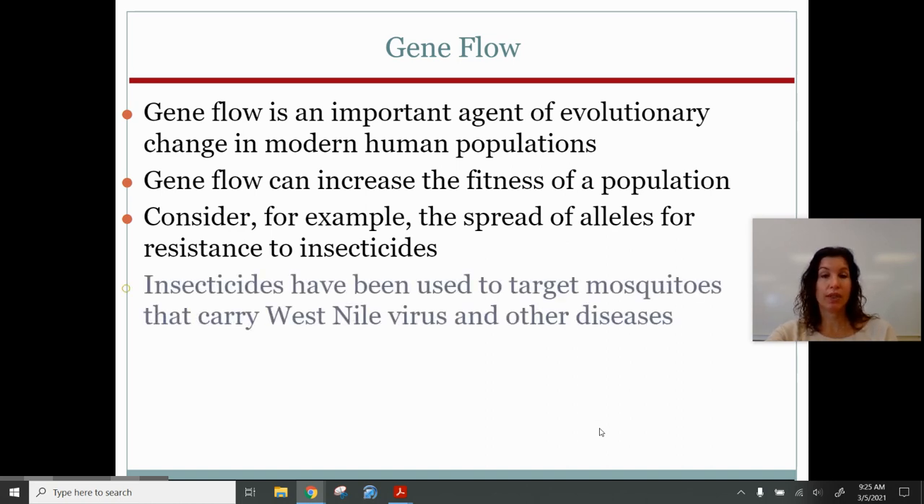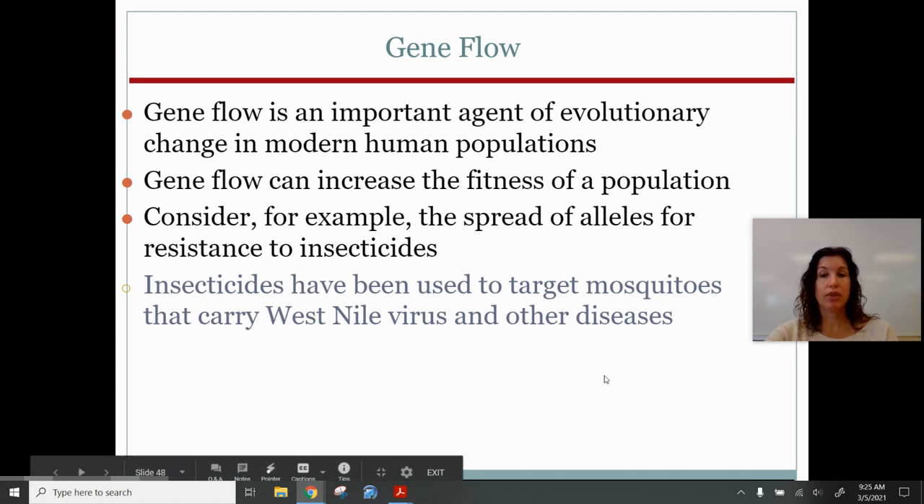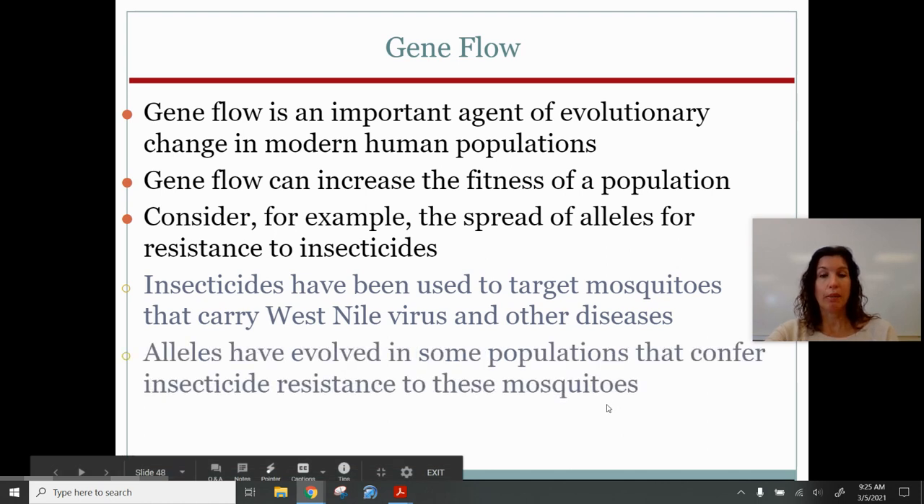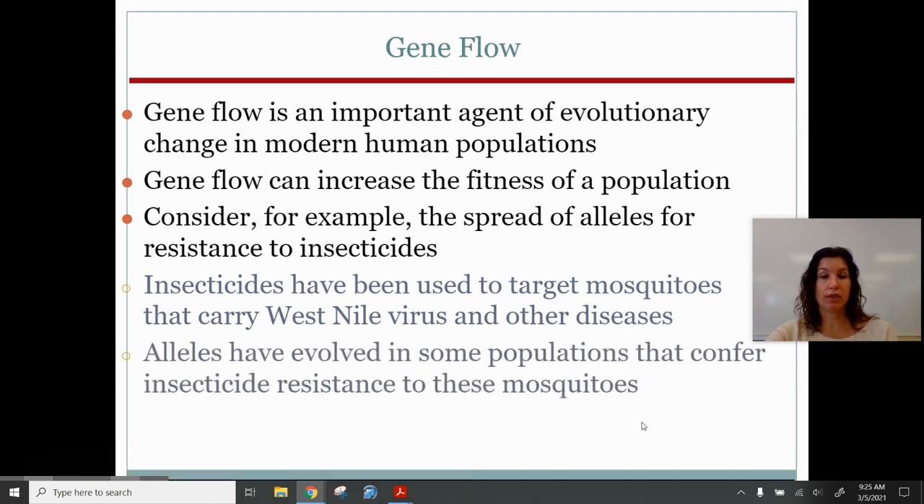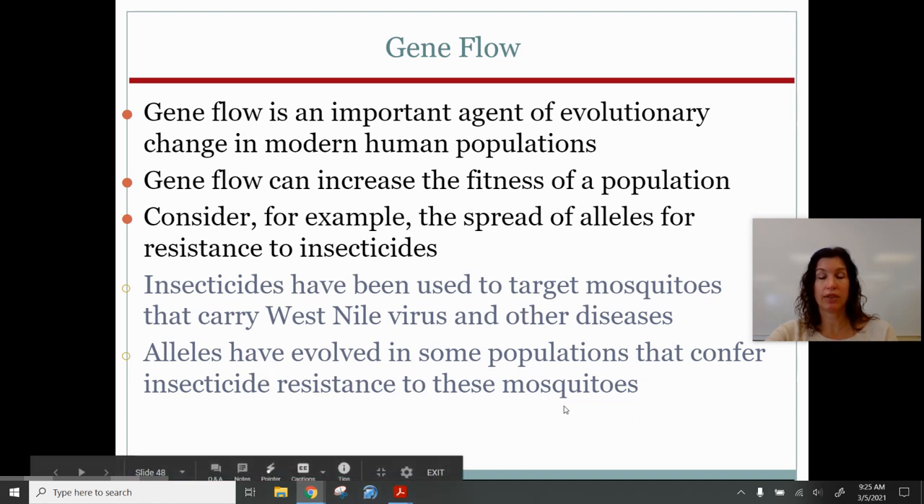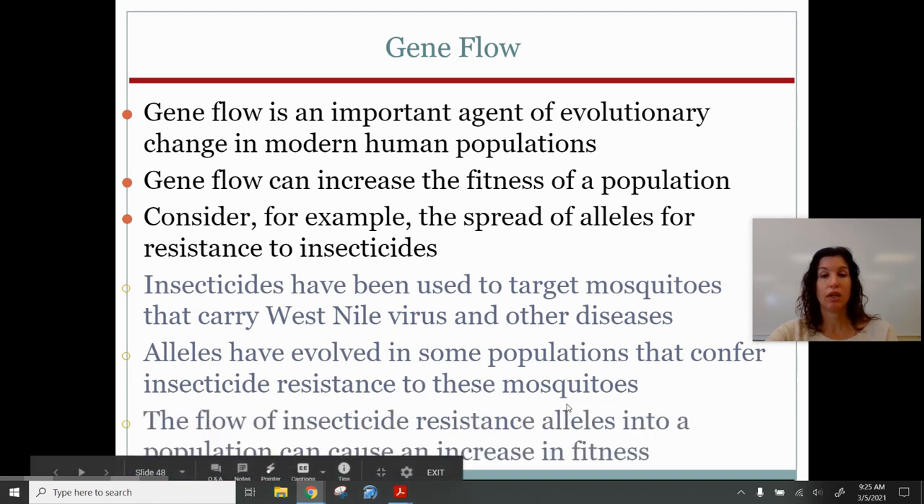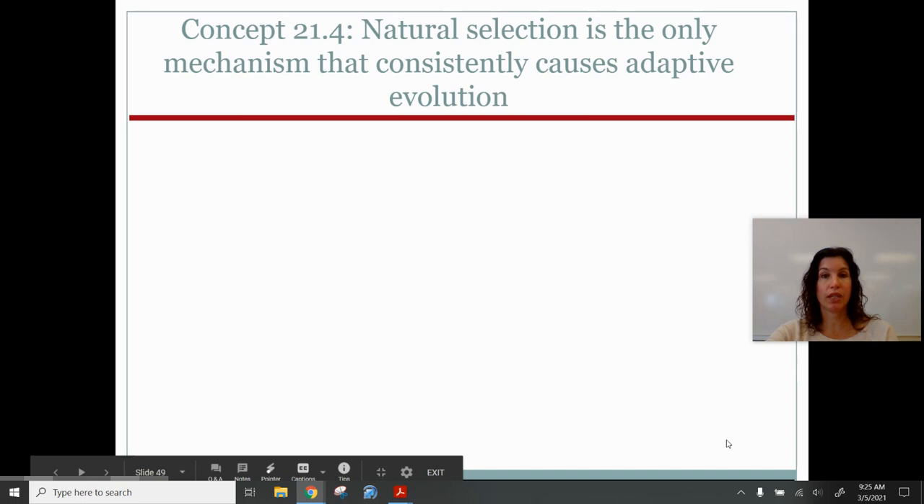Insecticides, for example: the spread of alleles that are resistant to insecticides. Insecticides have been used to target mosquitoes, and alleles have evolved in some populations that confer insecticide resistance to these mosquitoes. So the flow of insecticide resistance alleles into a population can cause an increase in fitness for those individuals.